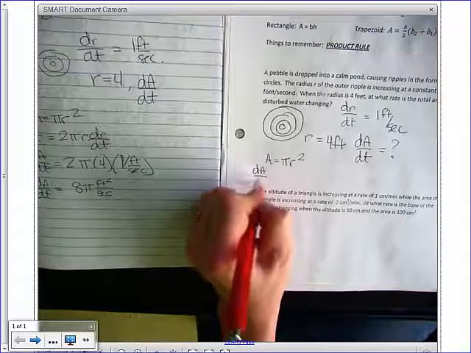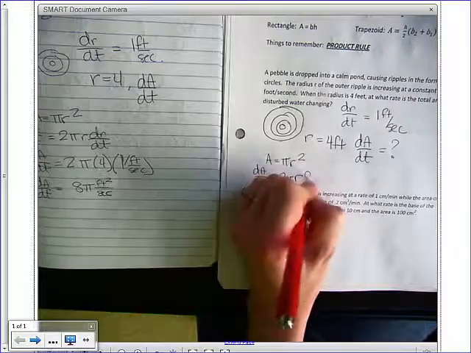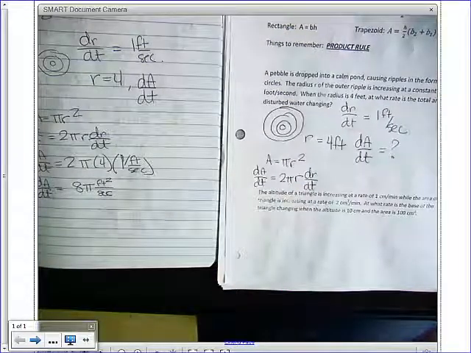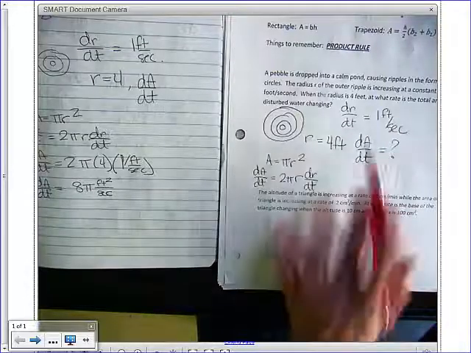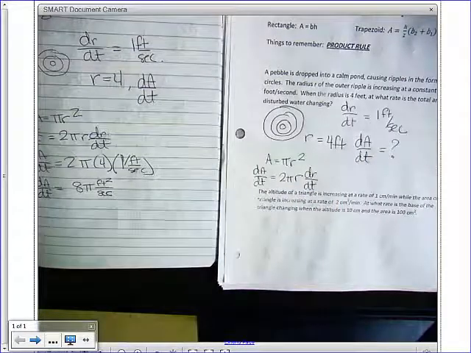dA/dt equals 2 pi r dr/dt. Okay? What else did they tell me? Well, we know my dr/dt is 1 foot per second. My radius is 4. Let's plug all that in.